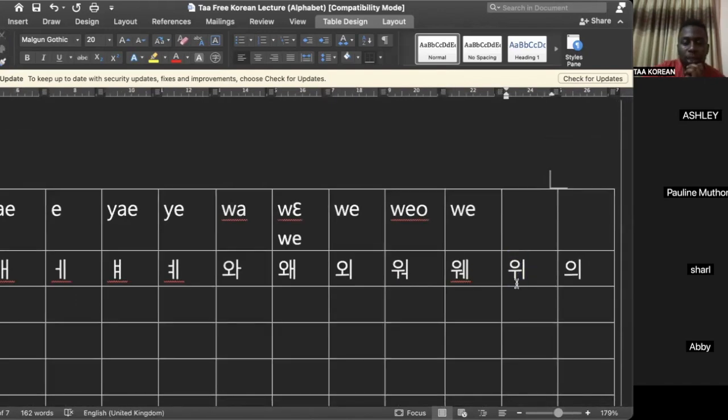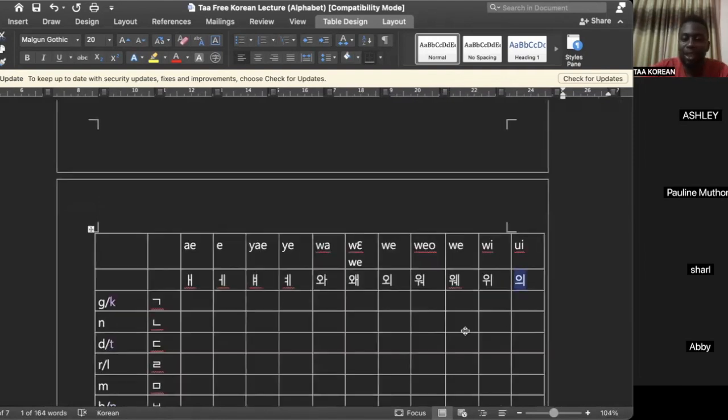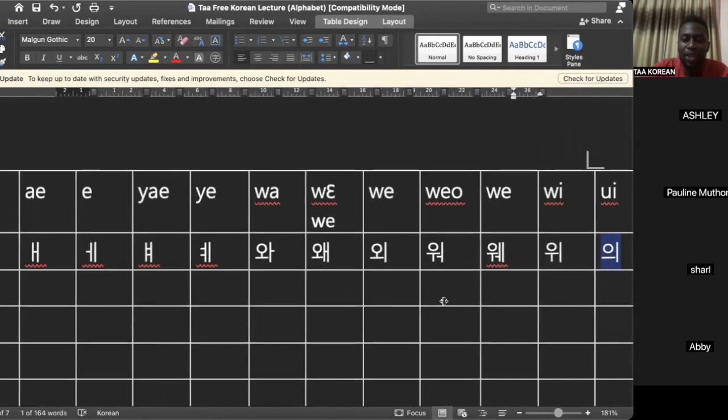Anyone? This is U and E. What do they form? We. Yeah, we. I see Pauline, SP, Abby wrote we. Yes, Teresa, we. And then the final one? We, because I heard you say it's the last one. Yeah, ui. The last one is ui. But this also changes sound depending on the word. But if you ever ask to say ui. And with that, we have finished the Korean alphabet.